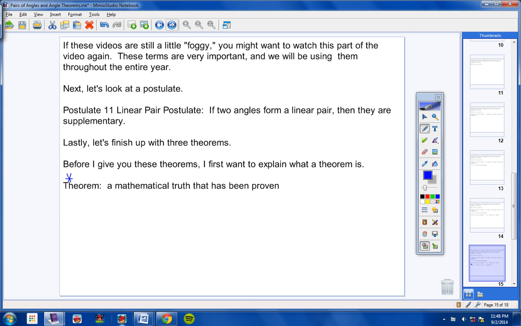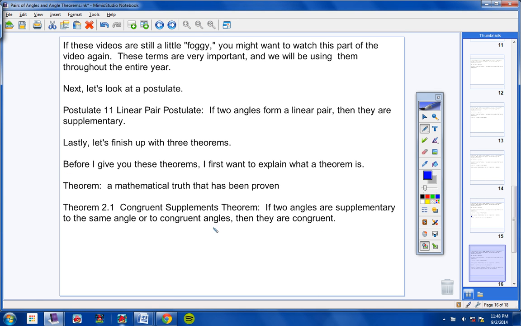So with that in mind, let's take a look at our first theorem. Please copy this in your notes, students. Theorem 2.1, congruent supplements theorem. If two angles are supplementary to the same angle or to congruent angles, then they are congruent. I'll wait just a second while you copy this down.